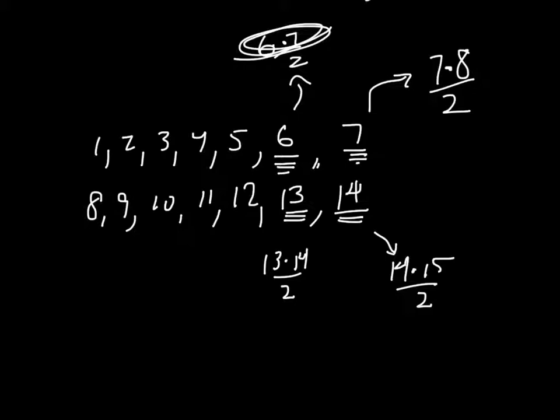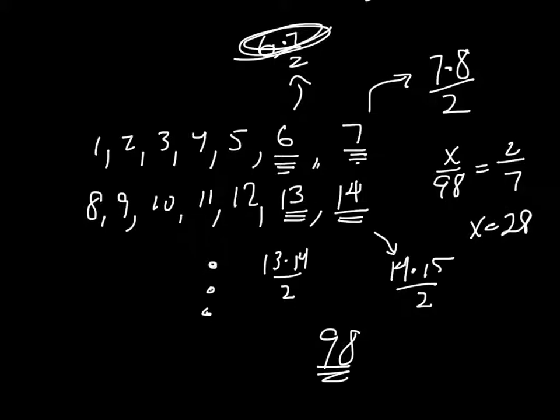So basically, this pattern continues all the way up to 98. So we say x over 98 equals 2 over 7. Turns out x is 14. I'm sorry, x is 28. So in other words, 28 numbers work, 28 out of 100. X is equal to 28. So 28 over 100 is equal to 7 over 25.